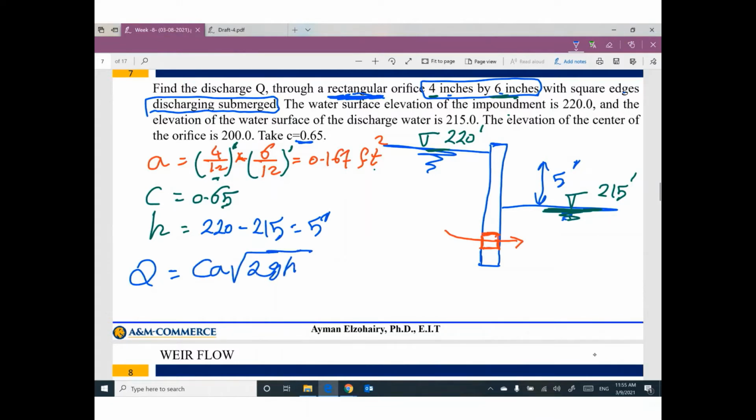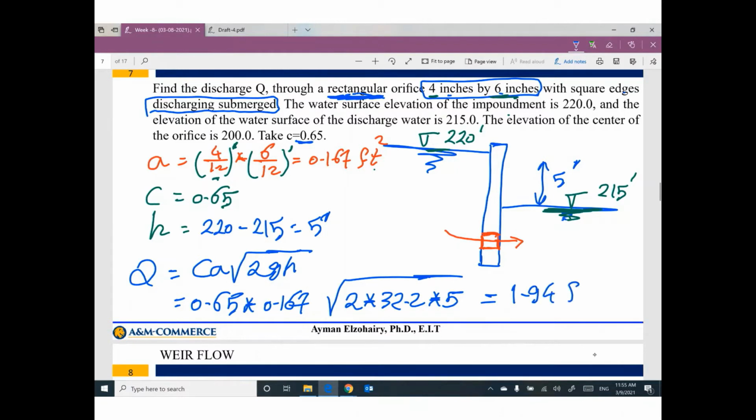Go ahead and put in your numbers. C is 0.65, area 0.167, square root of 2g, 32.2, H is 5 feet. Your final answer will be 1.94 cubic feet per second.